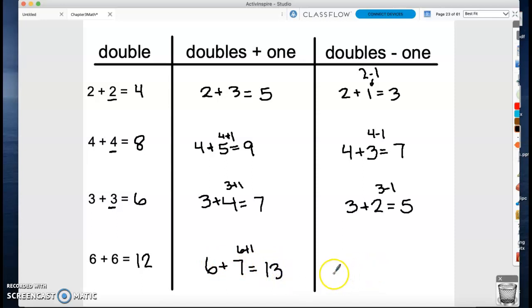Let's do our doubles minus 1. Here we go. We keep our add-in the same, plus, now we're going to do a minus. Our other add-in was 6, and we're going to subtract 1. 6 minus 1 is 5. So, if 6 plus 6 is 12, 6 plus 5 is 1 less, which is 11.